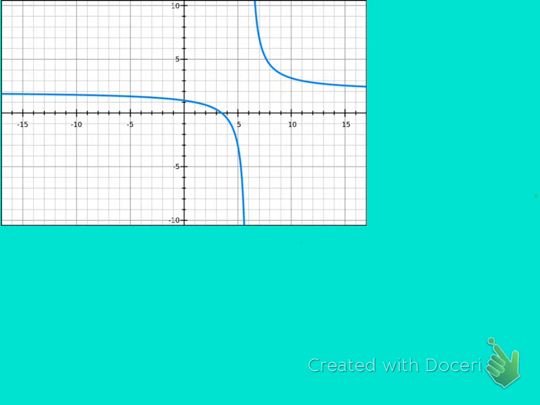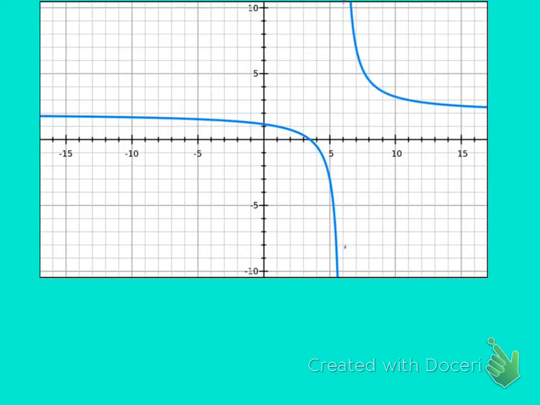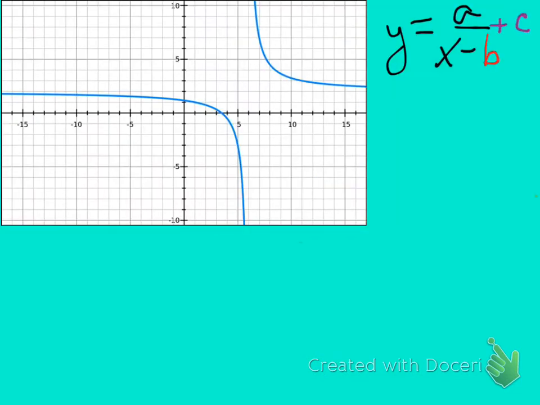Let's say that this is our graph that we have been given. Well, I know that we're going to use the standard form, which is y equals a divided by x minus b, plus c. Each one of these stands for something. The c is wherever our horizontal asymptote is. And the b value is going to be wherever our vertical asymptote is.